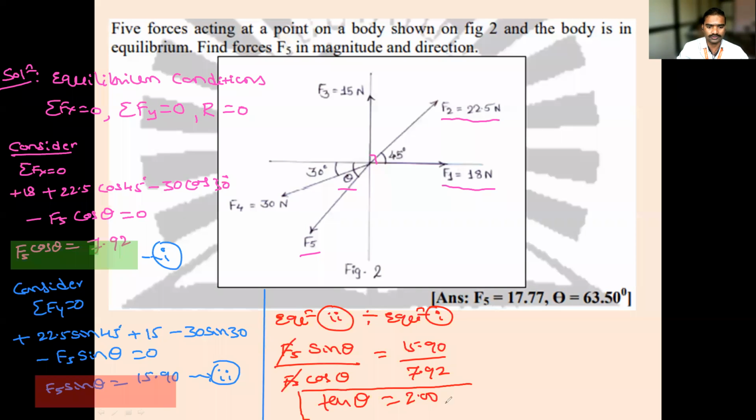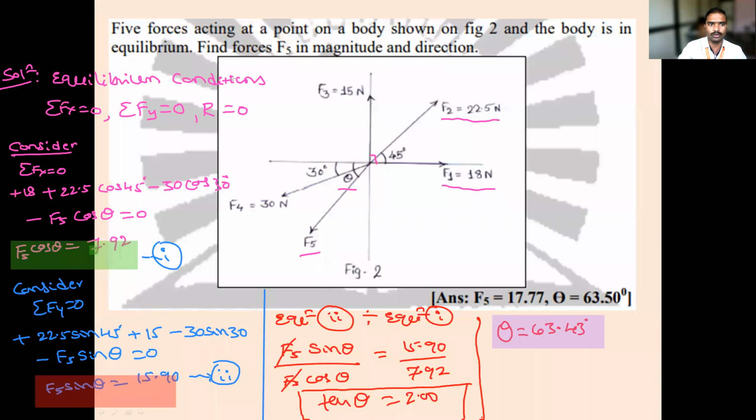So theta is equal to tan inverse of the answer. Calculate. How much? 63.43. Here you are getting 63.50. No problem. Here you considered only 2 digits, that's why you are getting this. If you consider all the digits, then you will get this answer. Don't worry, 63.43 is the correct answer. All of you are getting it? Yes, sir. This is theta.